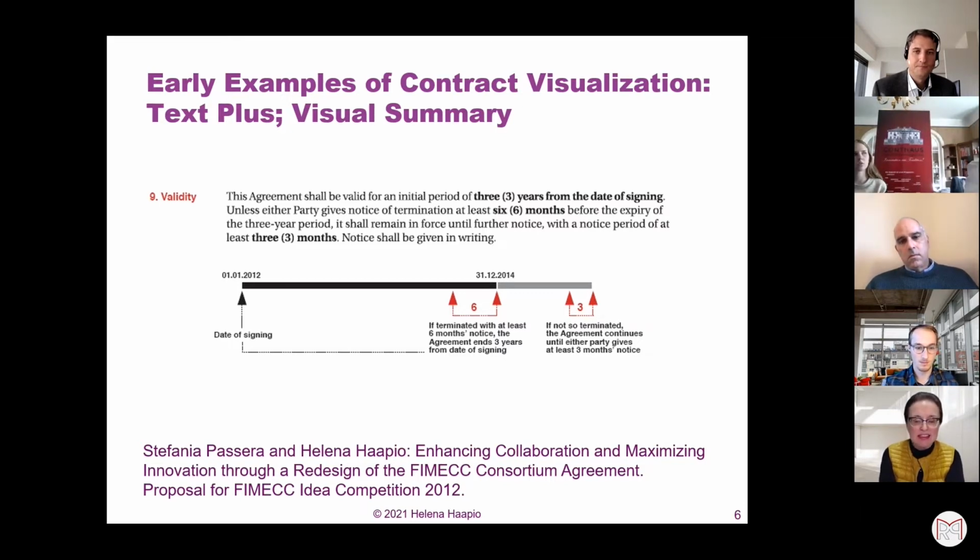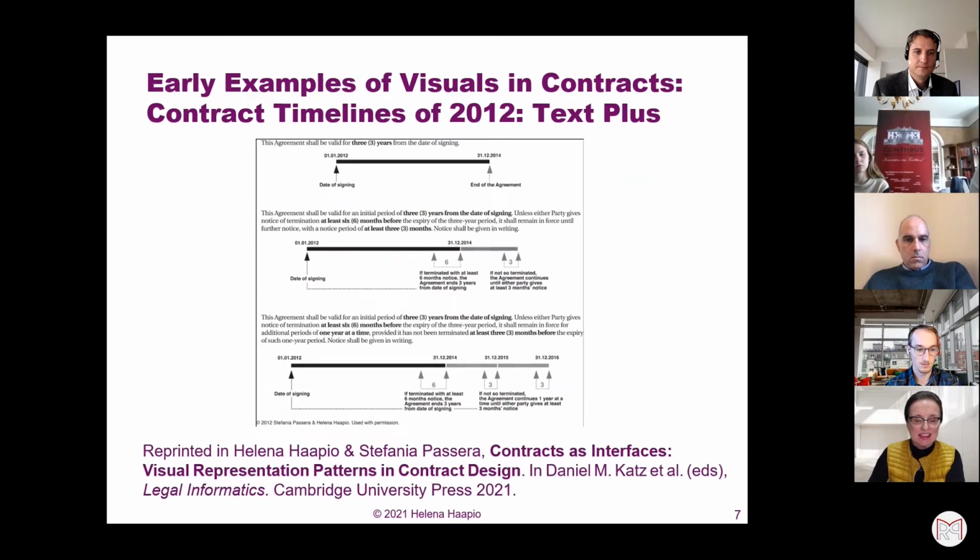I picked one of the early examples of our contract visualizations, and we do text plus. We have text and add an explanation or a visual summary to the text. So here's a clause, termination clause, shown in text and in an image. Early on, we saw that people in the field, project managers, operational managers, they like the visual. That's faster, that's easier, that's the language they are used to, rather than just reading long texts.